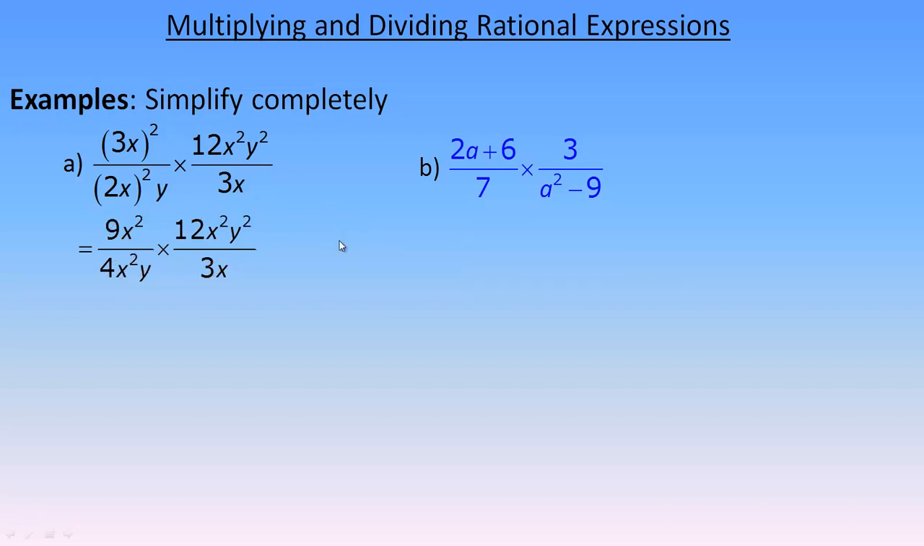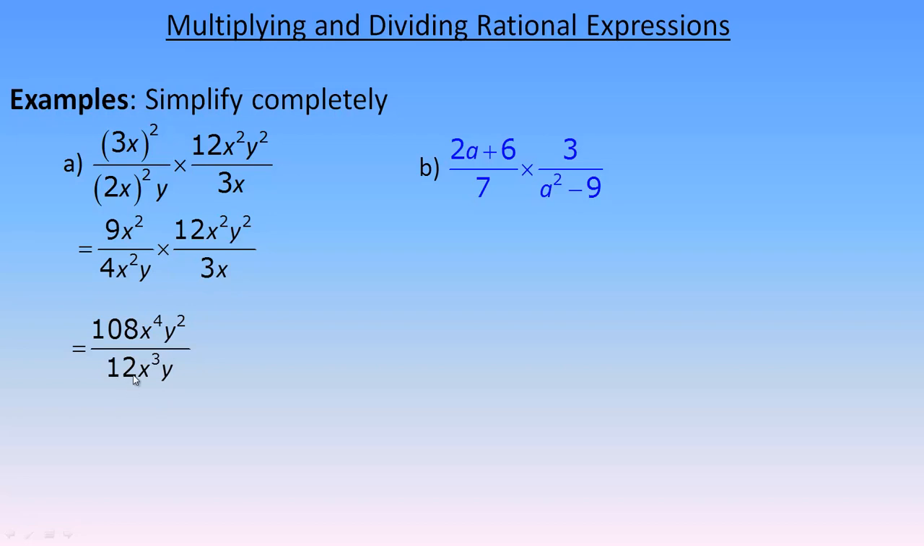What you can do instead is multiply the numerators together in the numerator and the denominators together in the denominator. So 9 times 12 is 108. x squared times x squared is x to the 4th. And then we have a y squared. 4 times 3 is 12. x squared times x is x cubed. And then a single y in the product in the bottom is y there.